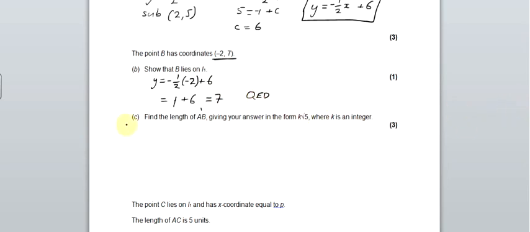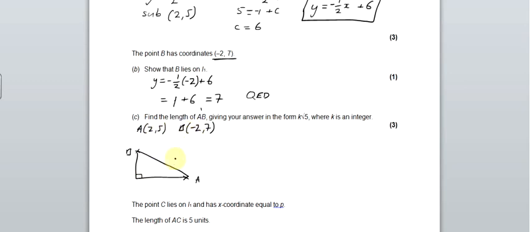And now we're going to find the length of AB. So they've told us A, which is (2, 5), and they've told us B, which is (minus 2, 7). And I'm just going to draw a little sketch of it. So here's B, (minus 2, 7). A is going to be over here somewhere, and then the length of a line segment is Pythagoras.